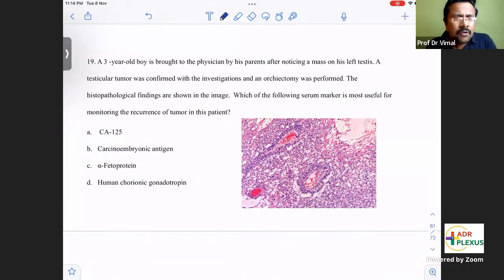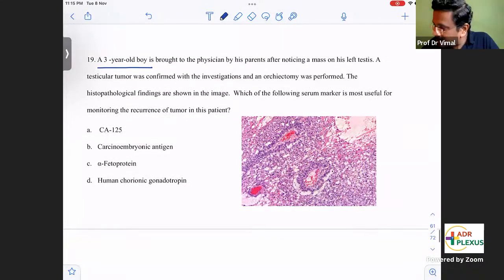Yes, IL-6. A 3-year-old boy is brought to the physician by his parents after noticing a mass on his left testis. The testicular tumor was confirmed with investigation and orchiectomy was performed. The histopathological findings are shown in the image. Which of the following serum markers is most useful for monitoring recurrence of the tumor in this patient? A testicular tumor in a 3-year-old child: younger age group, infants, children.